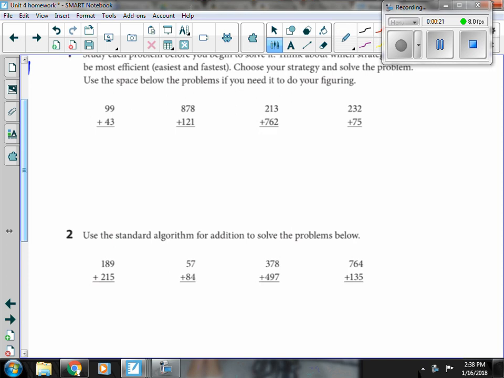So I'm going to start here. 9 plus 3 is 12. 4 is 14. My next one, 8 plus 1 is 9. 7 plus 2 is 9. 8 plus 1 is 9.